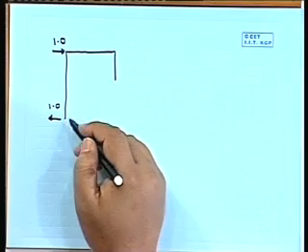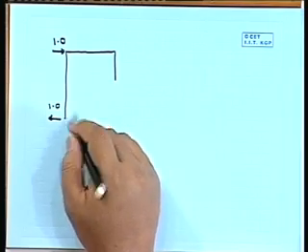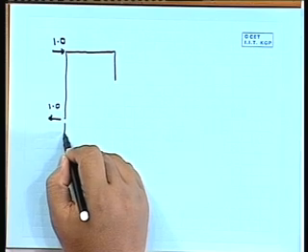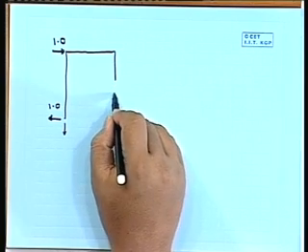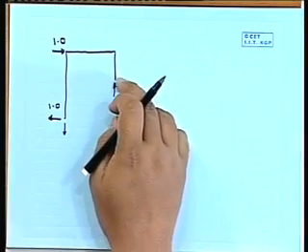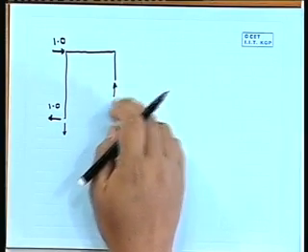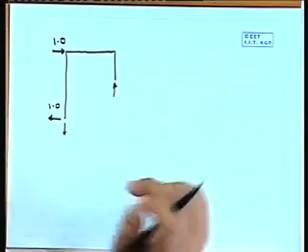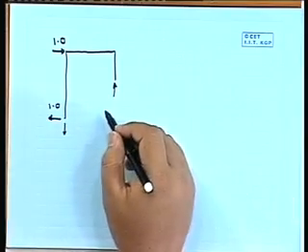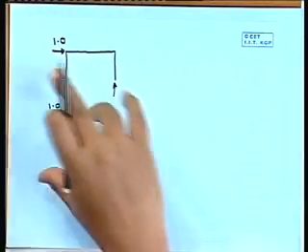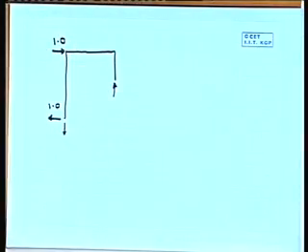Now, there will be a reactive force here, because this is a roller, only vertical reaction will be there. This is a hinge, so there will be horizontal as well as vertical reaction. Now, what will be the value? This 1 and 1 will balance the horizontal force, but they will produce a moment.